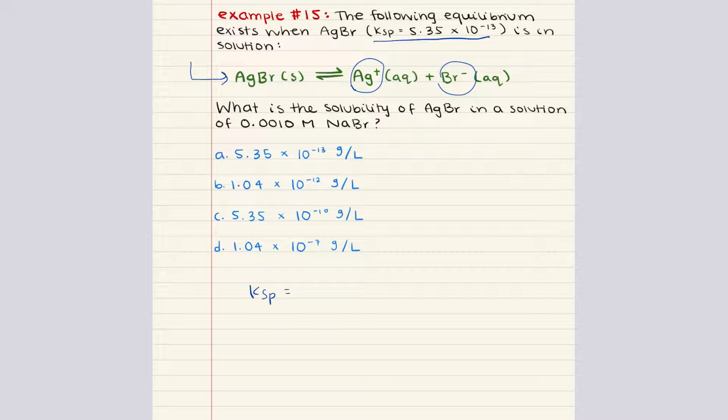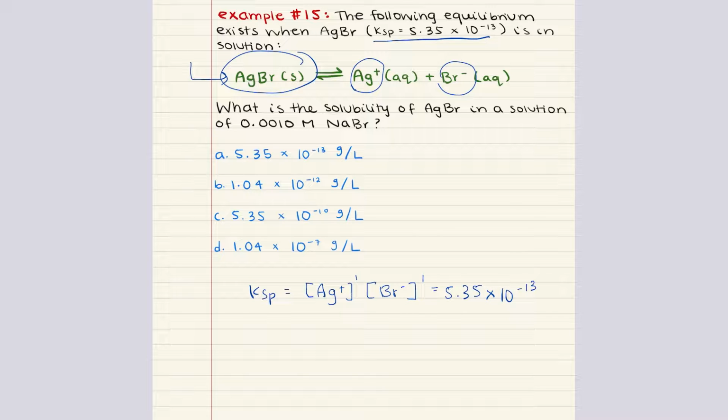So that means the KSP is equal to the concentration of silver cations raised to its stoichiometric coefficient multiplied by the concentration of bromide anions raised to their stoichiometric coefficient. And that's it. We do not include silver bromide in the denominator because it is a solid. So here we have our KSP expression. We know the value of this. It's equal to 5.35 times 10 to the minus 13.